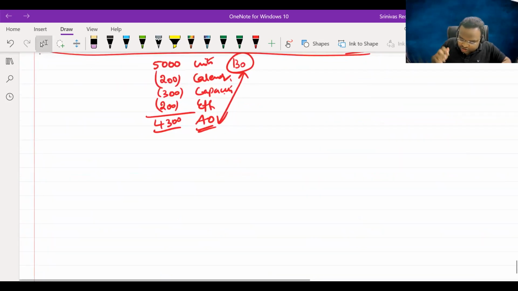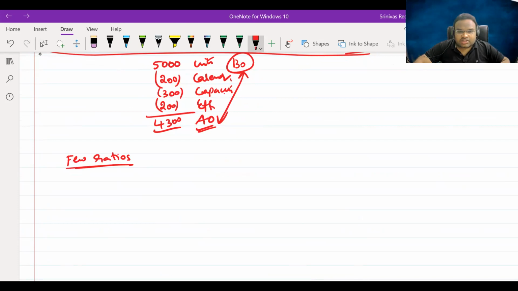Now I'll put the formula here. A few ratios are important because they'll be asking these in the examination. That is the reason I'm working out these ratios also. Because now you have covered this concept, if I complete the ratios here itself, you can understand the concept here.